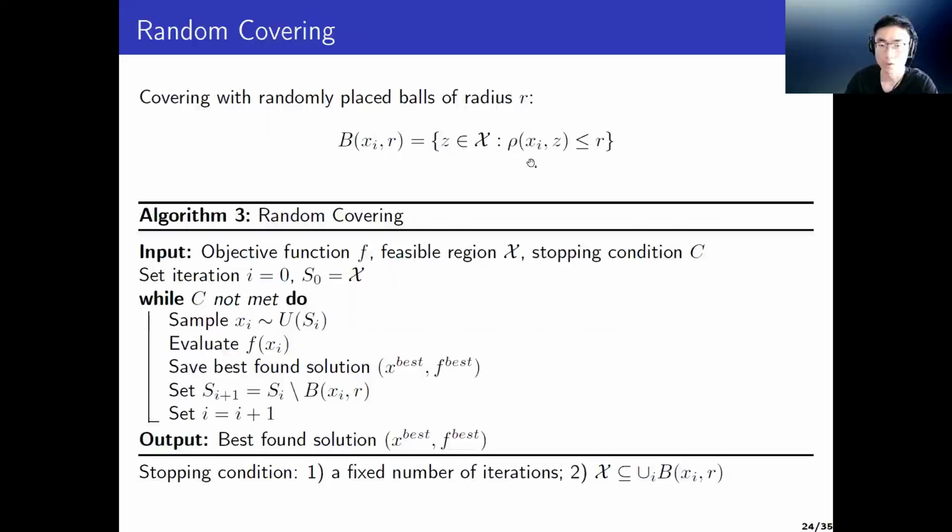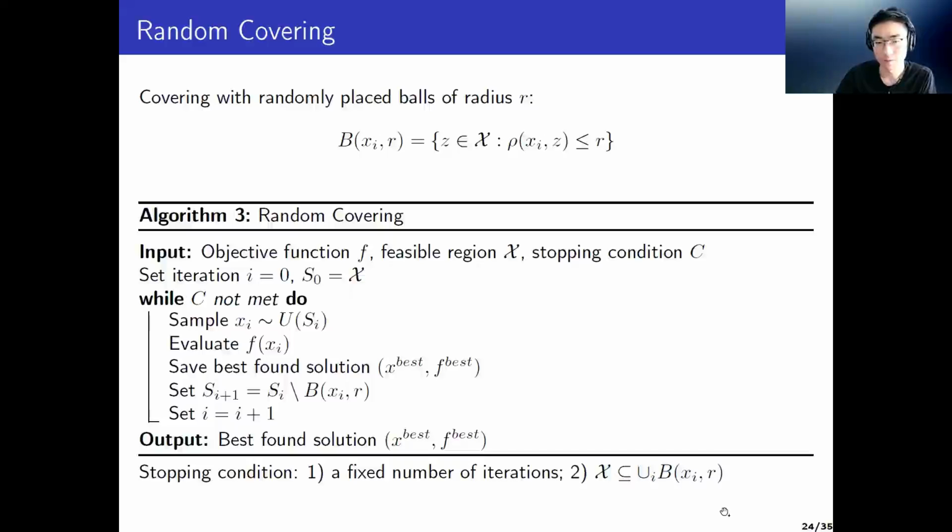We sample the first candidate point from the entire feasible region. Then we sample the next candidate point from the previous set minus the ball centered at the previous candidate point with a radius of r. Then the procedure proceeds iteratively. The stopping condition can be that we have a fixed number of iterations, or the entire feasible region is covered by the balls. The radius r of the balls determines the accuracy of the approximate solution.